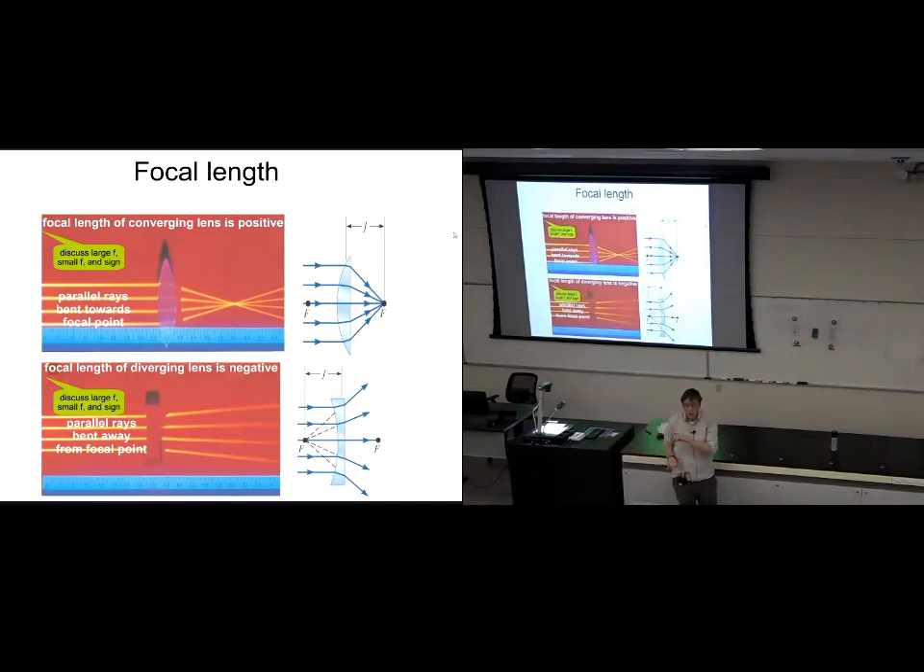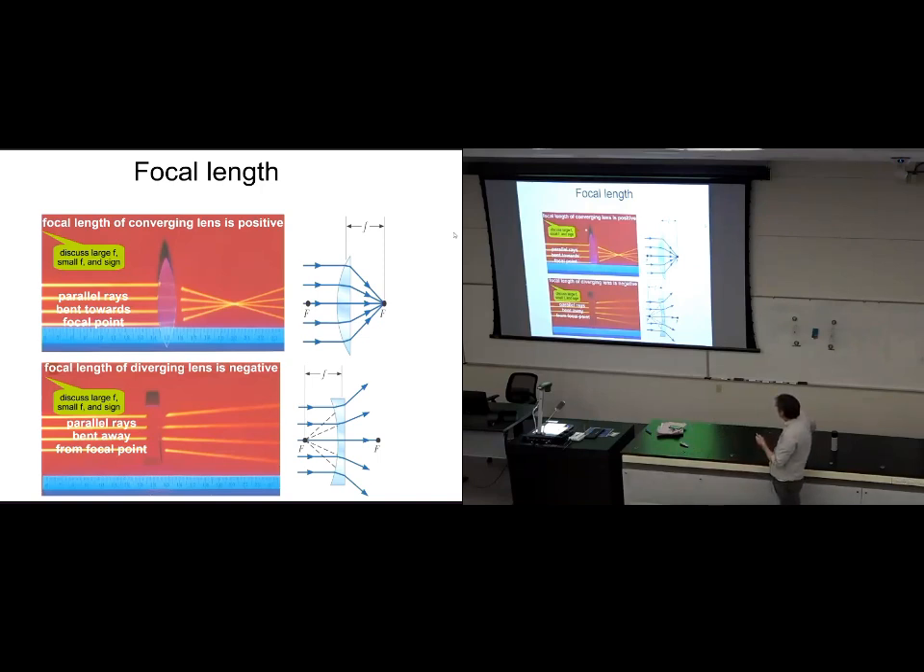Just like curved mirrors had a personality that was characterized by a single quantity, the focal length, lenses with these two curved surfaces have a single personality that is characterized by a focal length. And just like mirrors, the lenses have a focal length that has a certain size that's important. It also has a sign, positive or negative, that's important. And I want to show that here.